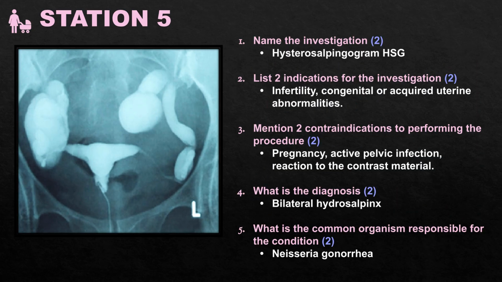Investigation. The investigation shown is a hysterosalpingogram, HSG. This is a radiological procedure where contrast dye is injected into the uterus and fallopian tubes to evaluate patency. Indications. 2 common indications include investigation of infertility, assessment of uterine abnormalities. Contraindications. Contraindications include pregnancy, active pelvic infection, allergy to contrast dye.